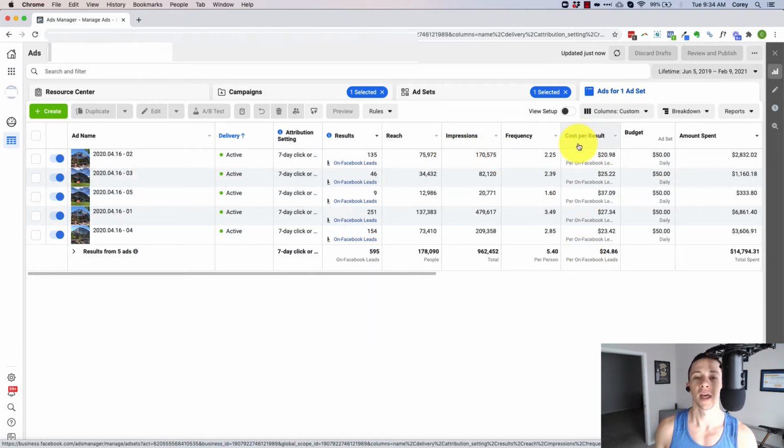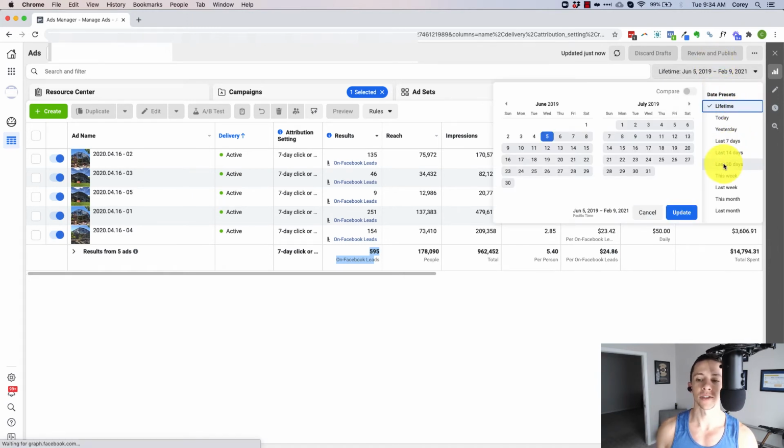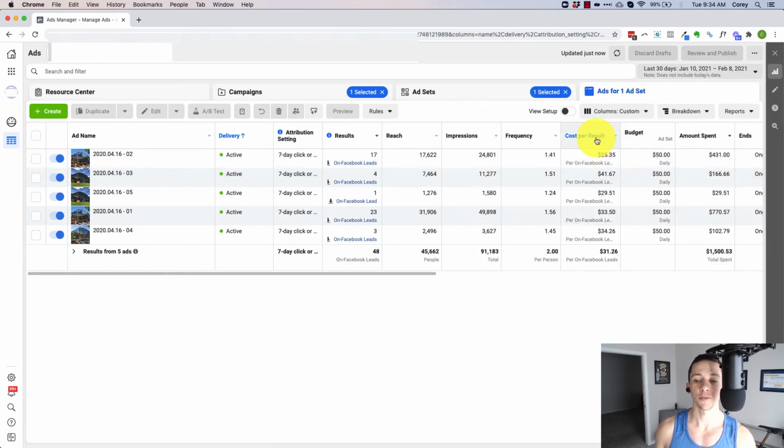And let me just show you this. So let's look at the numbers. This was for a lead generation campaign here, and over its entire lifetime, cost per result, $24.86. That's the cost per result, 595 of those leads, 595 results. If we go to the last 30 days, we'll see cost per result of $31.26. So it's roughly about 20% higher than the lifetime average.